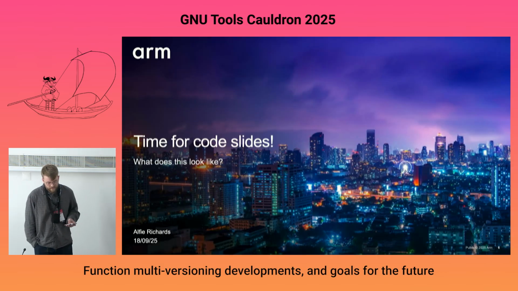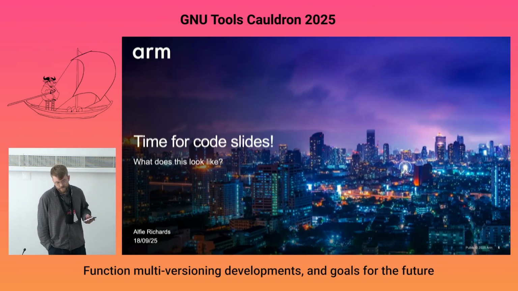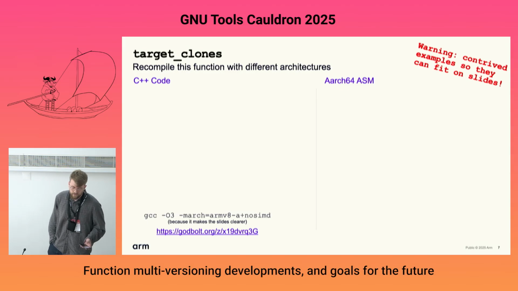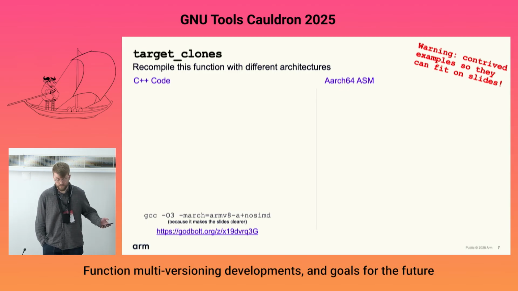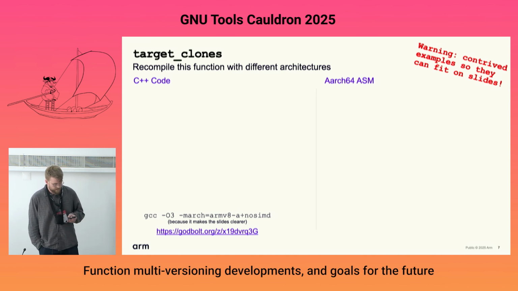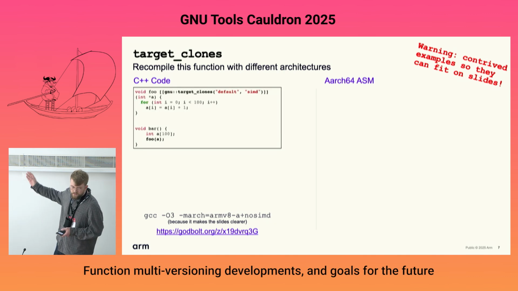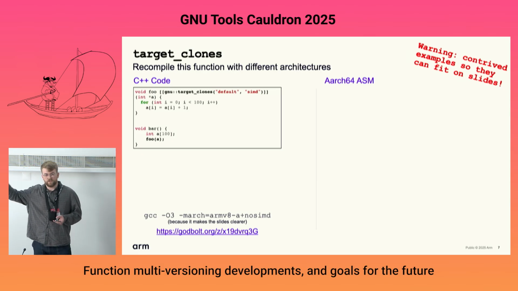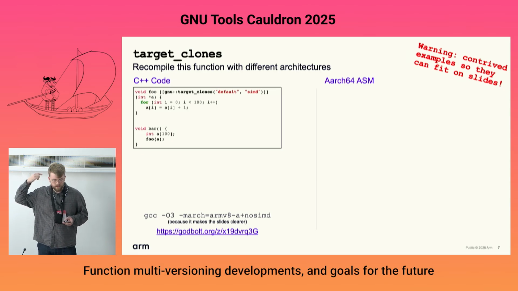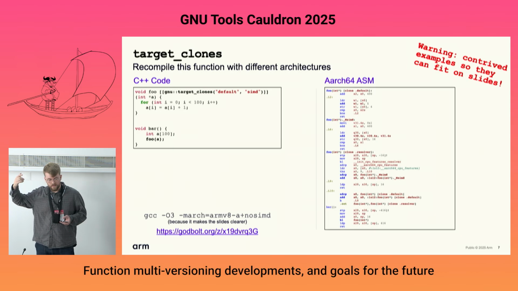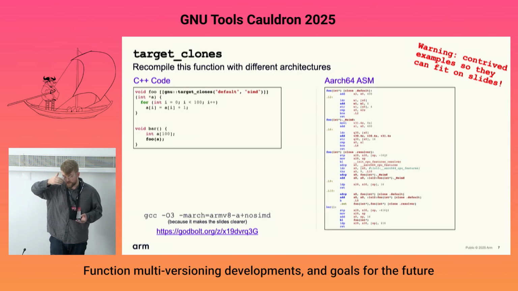Now time for code slides. So there are two big annotations with functional multi-versioning. Oh, not two big ones, there's only two. The first one is target clones. There's a bit of a subtle difference between the two. So target clones reproduces the exact same function. So this one function gets compiled multiple times, with the same C body producing different functions.